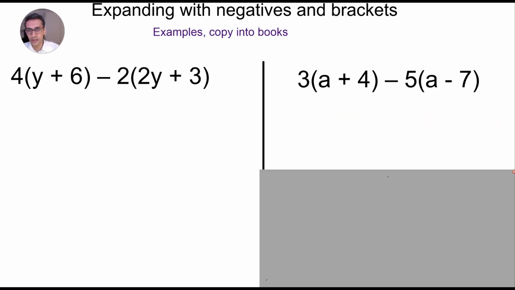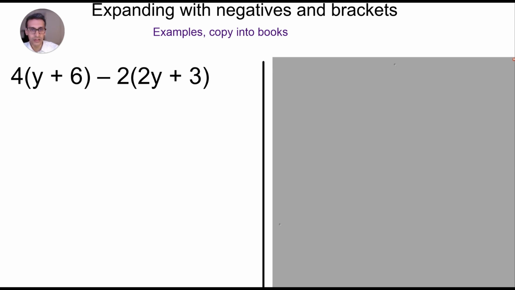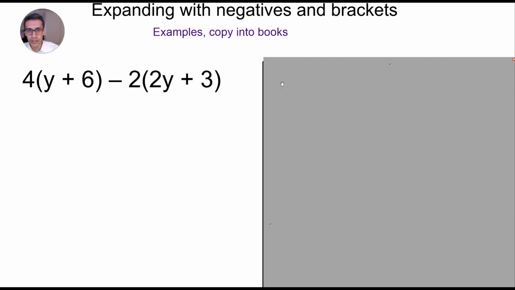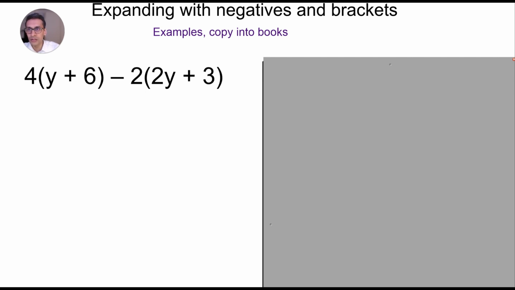If you did, you're ready to start practicing with these questions here. So copy these into your books. I'm going to do the first example for you, and then you're going to do the example on the right. So first of all, we want to expand this bracket here, and then we want to expand this bracket here. Notice that the negative sign belongs to the 2. Okay, so first we're going to do bracket 1.